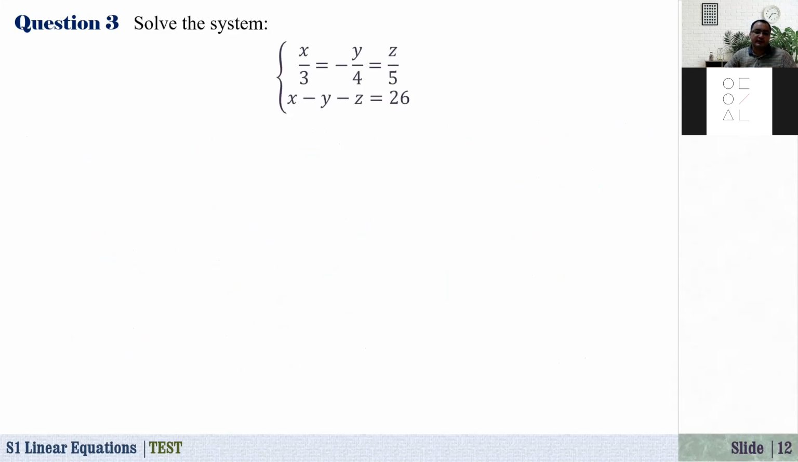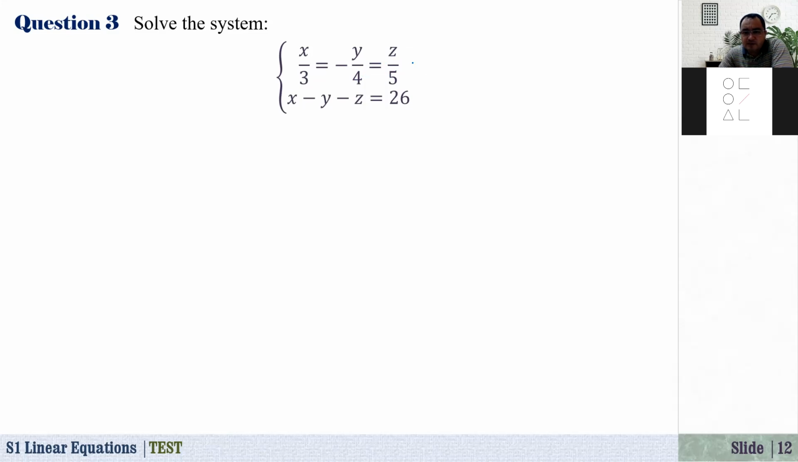Okay, let's continue then. Question 3 in part B, solve the system. Again, actually, last class we did similar questions. Actually, all these questions we have already practiced, and just doing revision to, let's say, consolidate our knowledge. So as you see here in the first equation, the ratio of this x, y, z is given. This x over 3 equals minus y over 4 equals z over 5, which means that x to y to z is equal to 3 to negative 4 to 5, right?